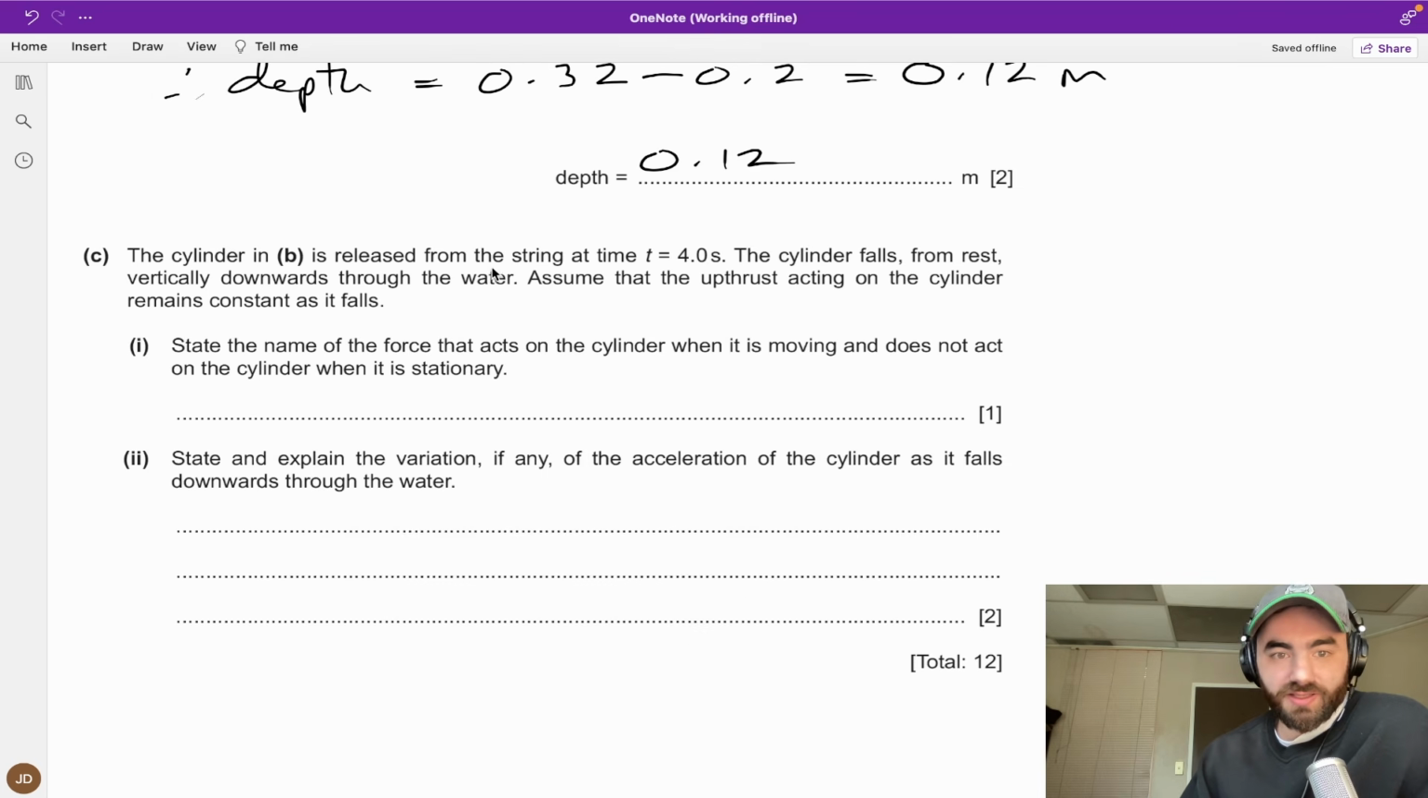The cylinder is released from the string at 4 seconds and then it falls from rest vertically downwards in the water. Assume that the upthrust acting on the cylinder remains constant. Name the force that acts on the cylinder when it's moving up.